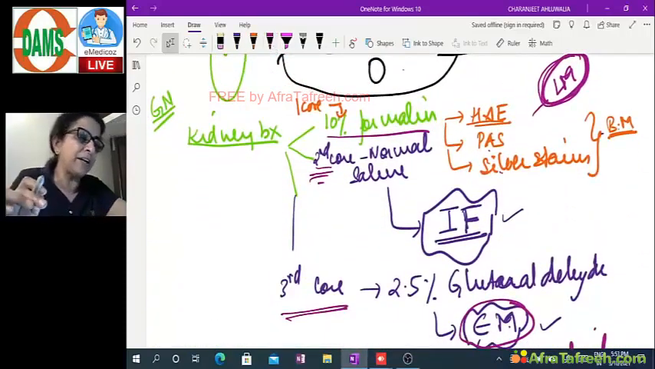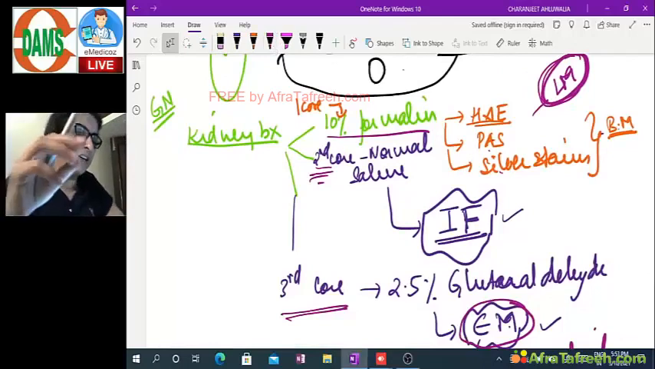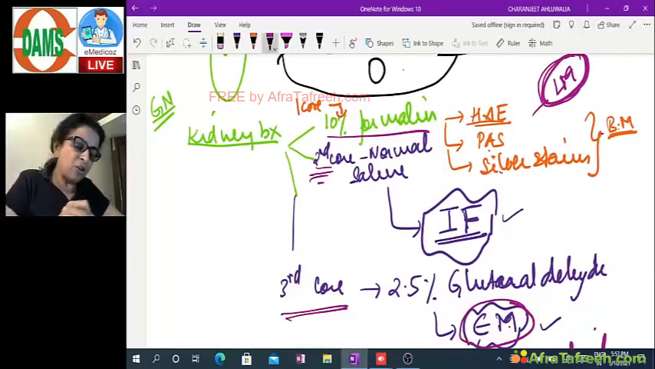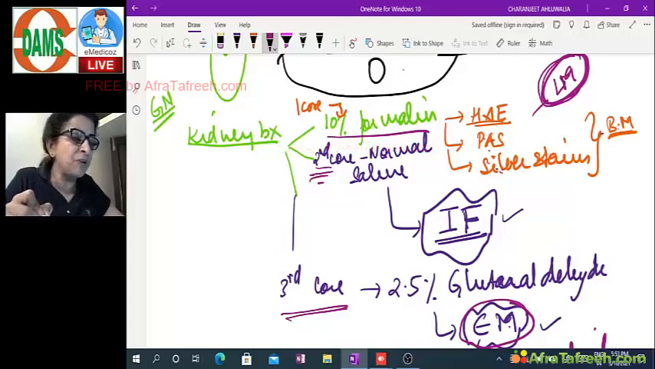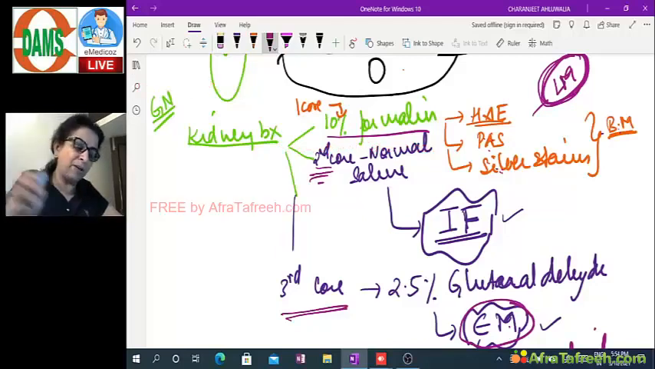So whenever you get a kidney biopsy, you ask the clinician to submit 3 cores. First core will come in 10% formalin. You will process it routinely, do H&E staining and look for hypercellularity of the glomerulus, do a PAS and silver stain, and look for thickening of the basement membrane, because PAS and silver stains can help you visualize the basement membrane. By H&E staining, you cannot visualize the basement membrane. You can see endothelial cells and visceral epithelial cells, but not the basement membrane.